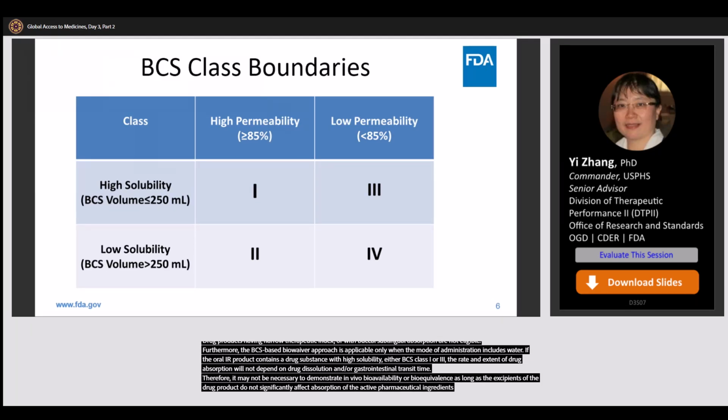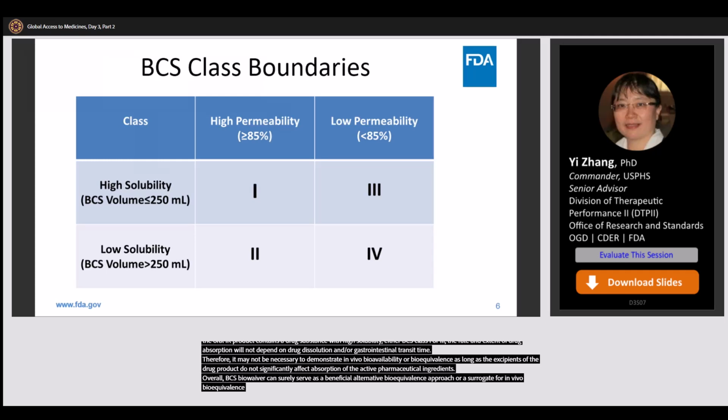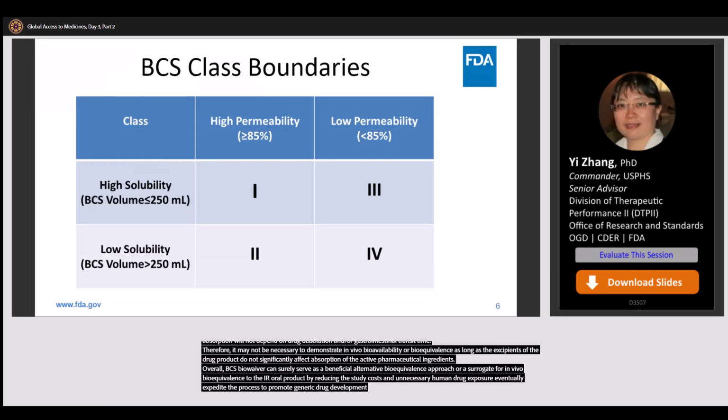Overall, BCS biowaiver can surely serve as a beneficial alternative bioequivalence approach, or a surrogate for in vivo bioequivalence, to the IR oral products by reducing the study costs and unnecessary human drug exposure, eventually expediting the process to promote generic drug development and approval.